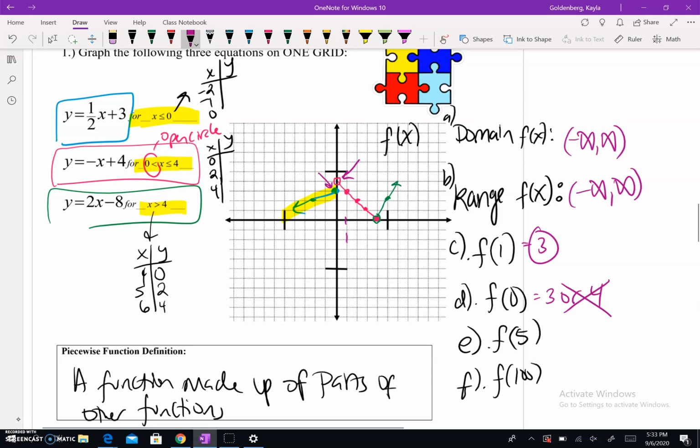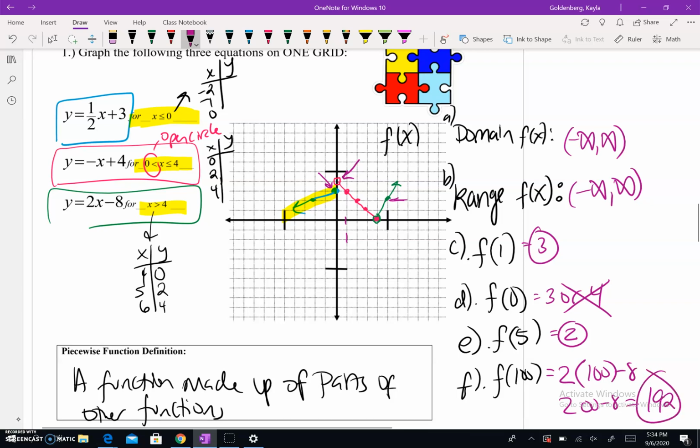f of 5, I'm going to look over to 5. It looks like my output is 2. And all of these I've been looking at the graph, right? However, for something like f of 100, I have no clue where that would be. So your strategy is you know it's going to be on the green chunk, right? The green chunk is going to keep increasing. So I'm going to use the green equation and say, okay, that would be 2 times my input of 100, take away 8. So that would be 200 minus 8, which is 192.